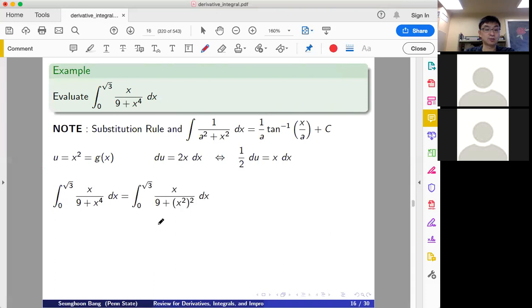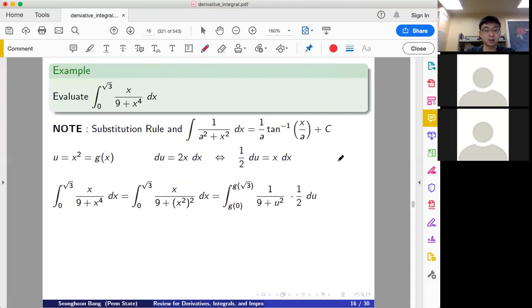So you have to substitute. How can you substitute? Here, in the integral, x squared is exactly u. The bottom one is 9 plus u squared. And x dx is 1 over 2 du. Next, you can change the lower limit and upper limit. You plug 0 into here, exactly g of 0. You plug root 3 into here, g of root 3. Like this, so we have it.